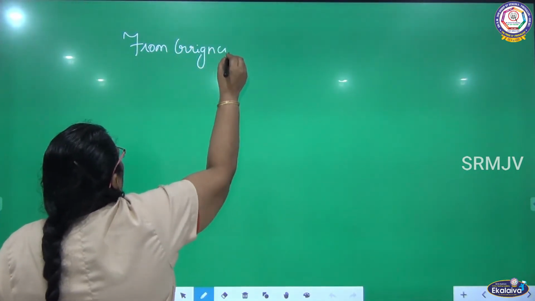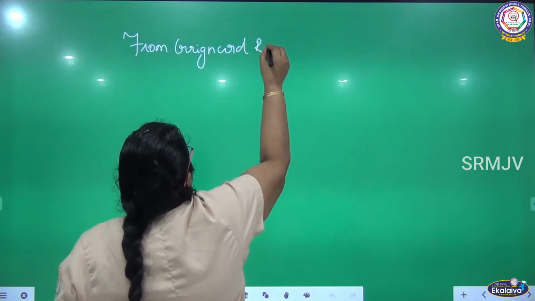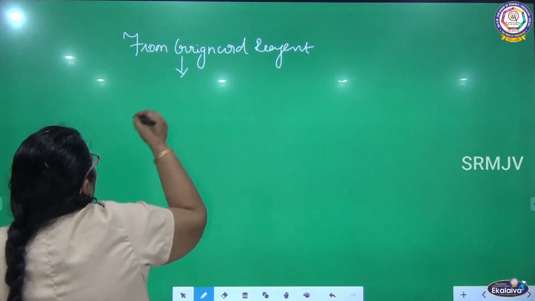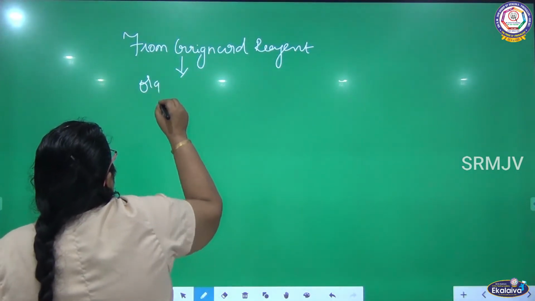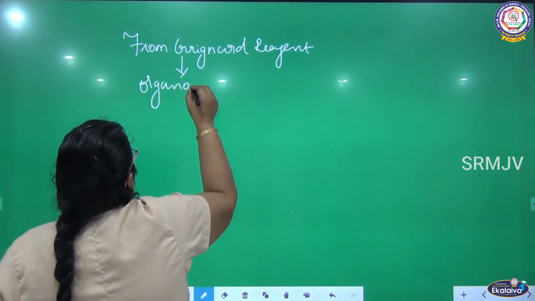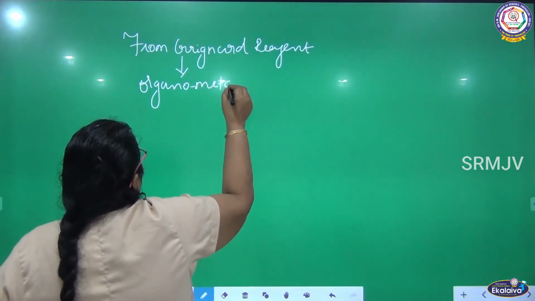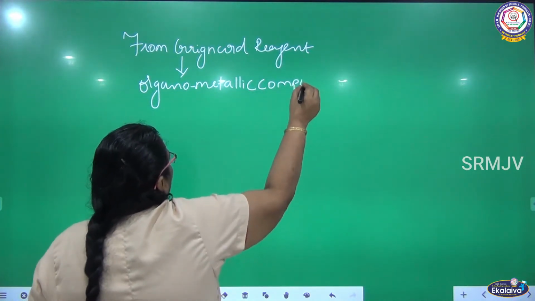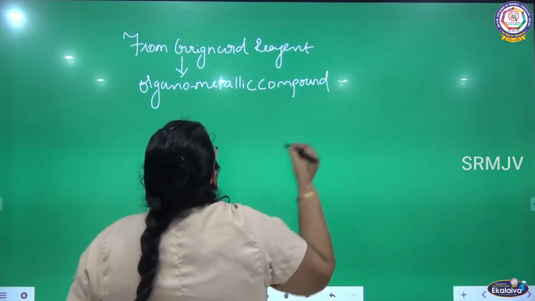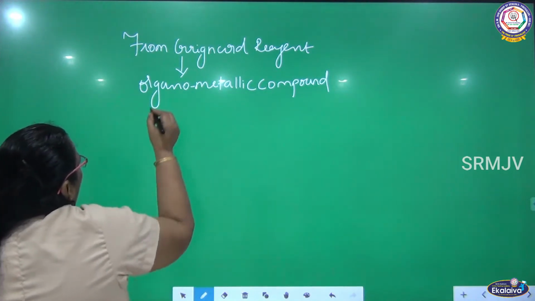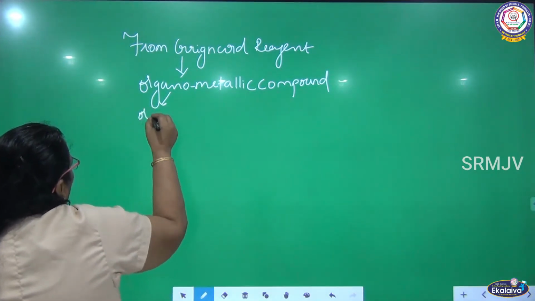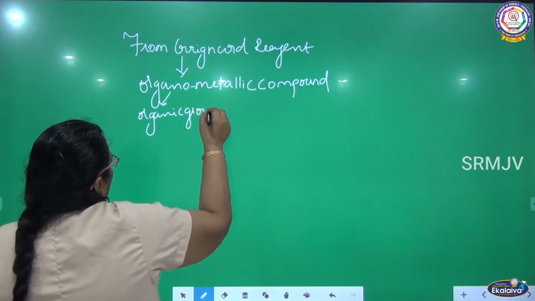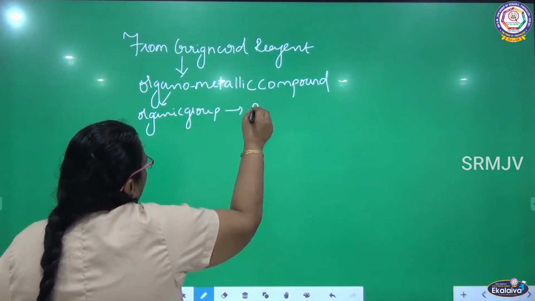From Grignard reagent. What is Grignard reagent? Organometallic compound. So what is an organometallic compound? Organo means what? It will have an organic group, which is indicated by R.